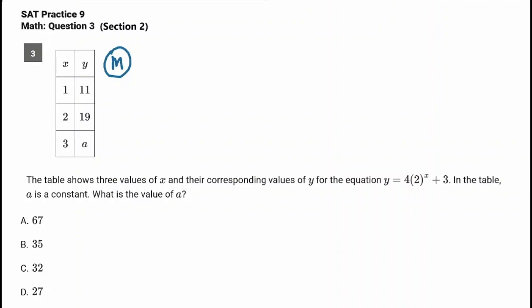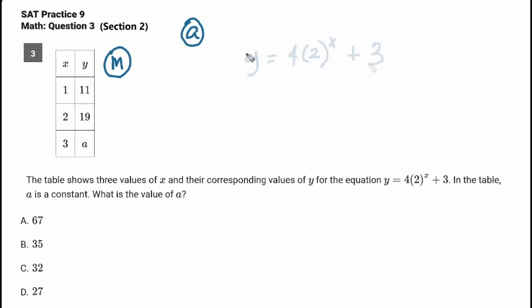Got a table. Table shows three values of x and their corresponding values of y for the equation y equals 4 times 2 to the x plus 3. In the table, a is a constant. What's the value of a? So write down what you're looking for. A. Remember that a constant just means ETS knows what a is. They're just hiding from you. It's not a variable. This is just a function.